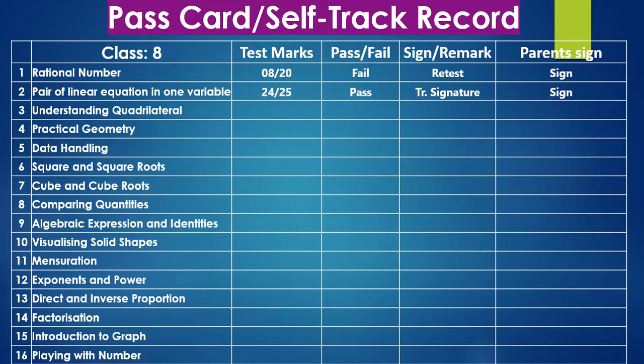And the last thing is regarding the pass card or the self-track record. For each chapter of the different classes, we can have the test marks, we can write whether it is pass or fail, and we can give remarks to the student. If the student has failed, then obviously we will give a retest, and if the student has passed, there will be a congratulation message with the signature, and it can be given to the parents so that they also will understand. At the end of the chapter, we will understand in which chapters the student is having issues, and those sub-chapters can be discussed as a remedial part in the remedial classes.